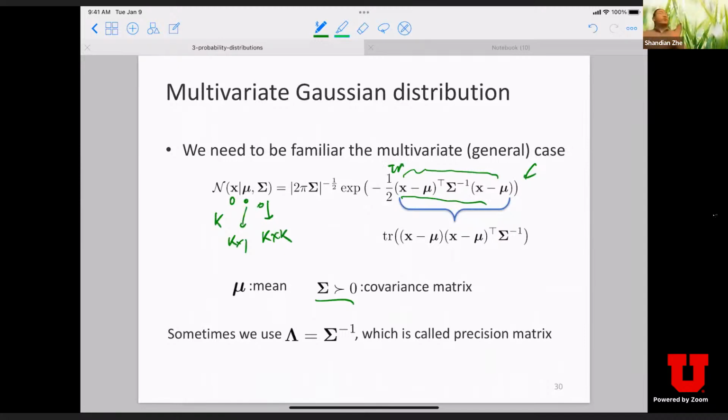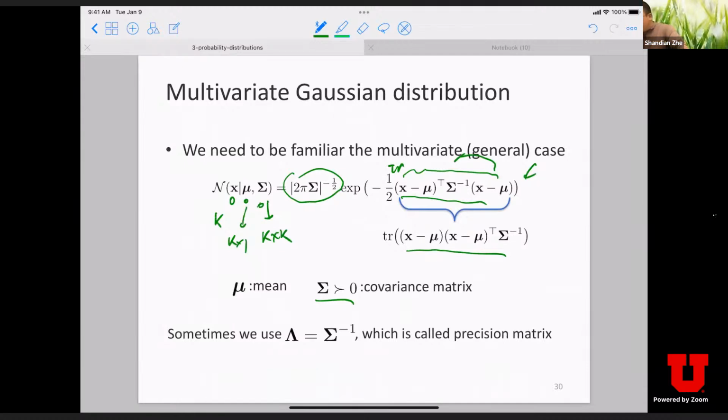We mentioned that you can rotate the matrices and vectors inside the trace, right? You can move x minus mu to the leftmost. So it can also be written as the trace of x minus mu, x minus mu transpose, and sigma inverse. And this guy, the determinant of 2 pi sigma to the power of minus half, obviously serves as the normalization constant, right?